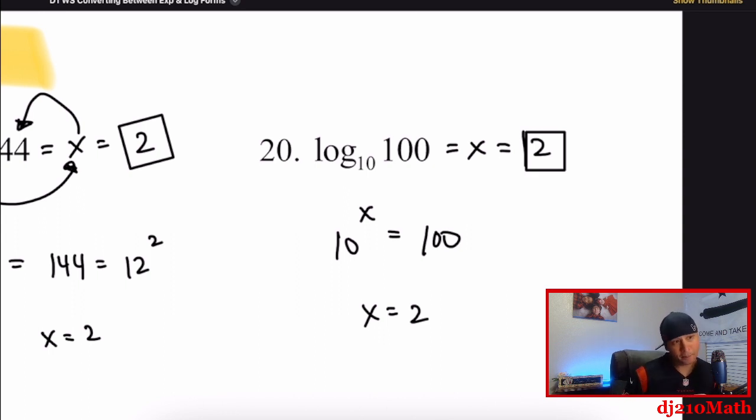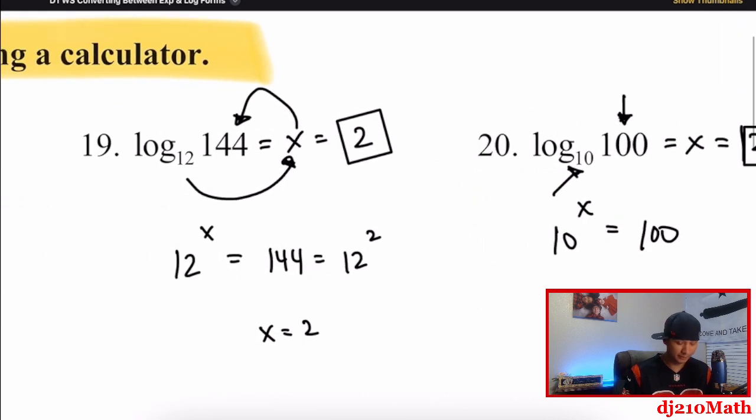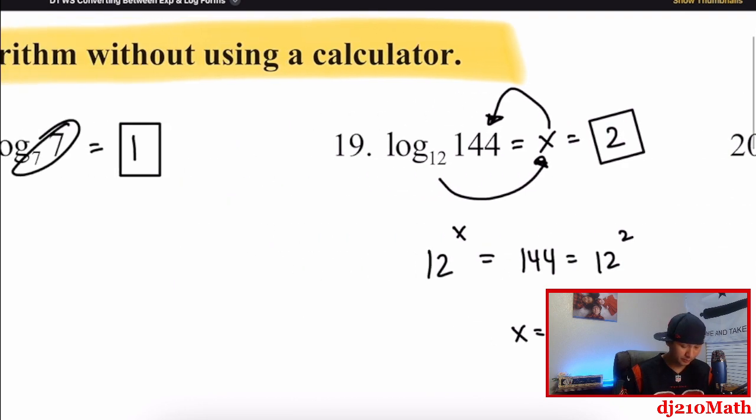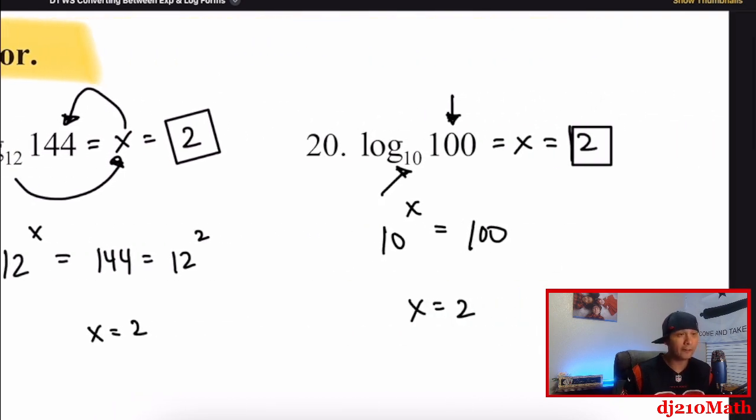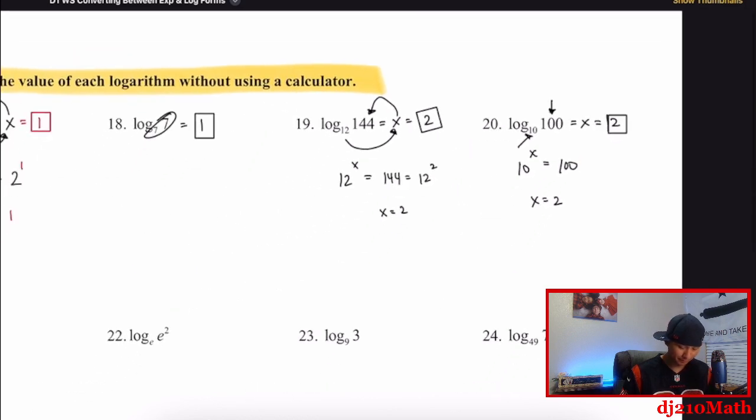So it's not necessarily a property, but it definitely is a pattern. If the argument is the square of the base, and this is just pattern recognition, will this happen all the time? No. But when it comes up and you can recognize it, it makes it nice. When the base squared equals the argument, then the answer is 2, just like in 19. 144 is 12 squared. So there's definitely a pattern here that you can pick up on.